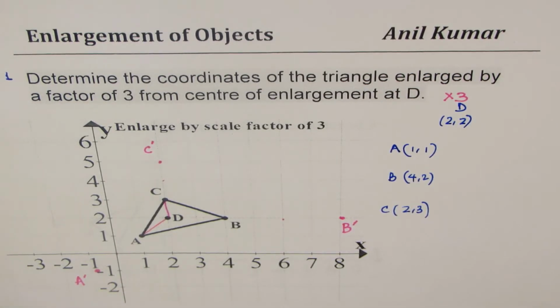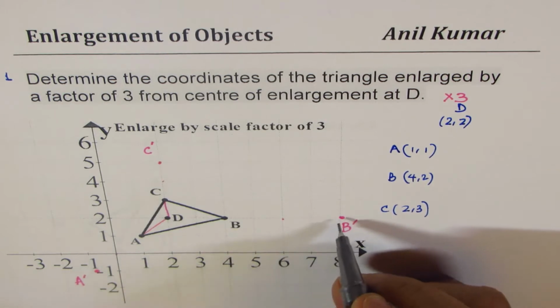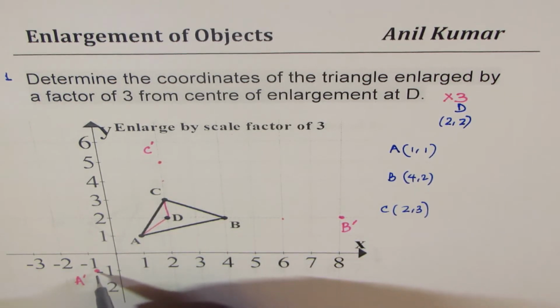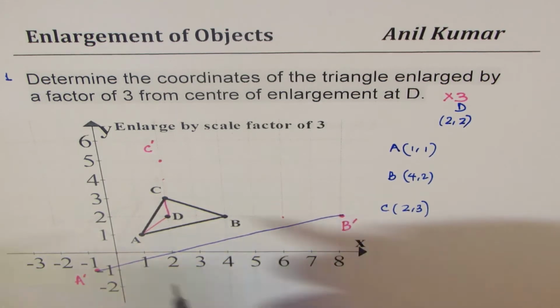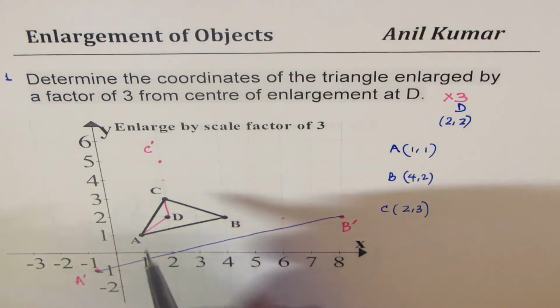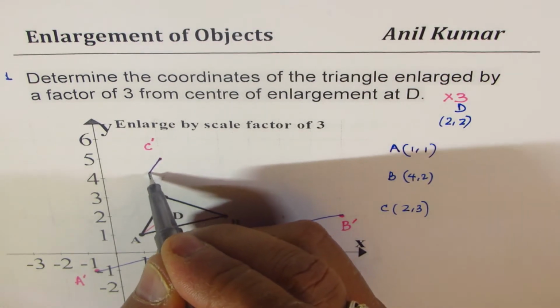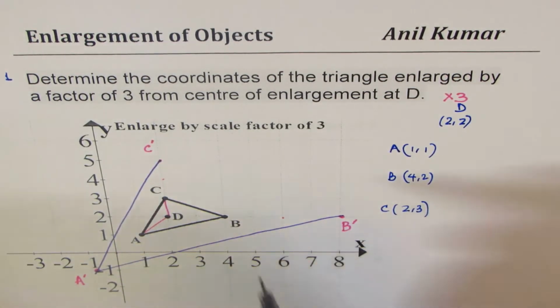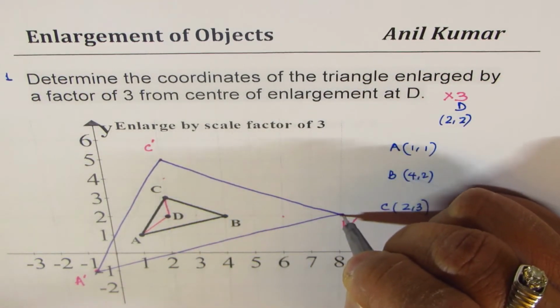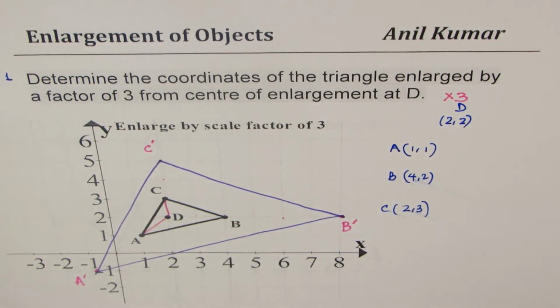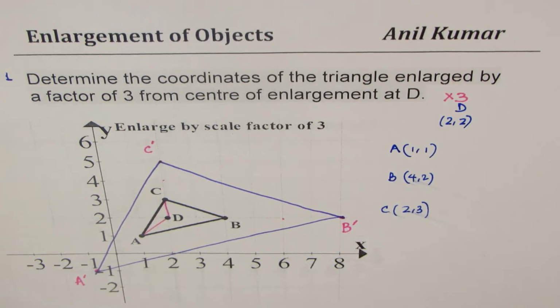Now the idea is just to connect them so that we can see how this triangle will look like. Clearly the shape is similar to what it was, but it has increased in size, right? That is what we call enlargement, right? So let me join these points and that's how you get your answer. Now in this case, it was pretty simple. We just went diagonally 3 times the original distance to get to our points.